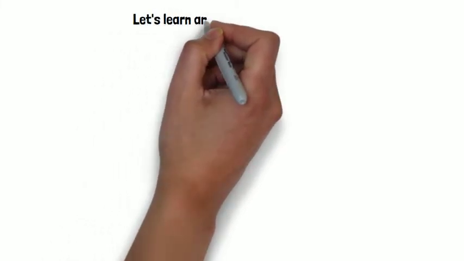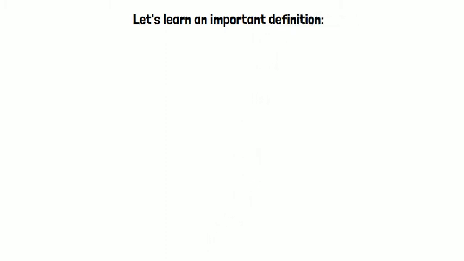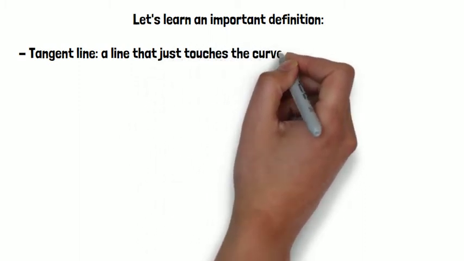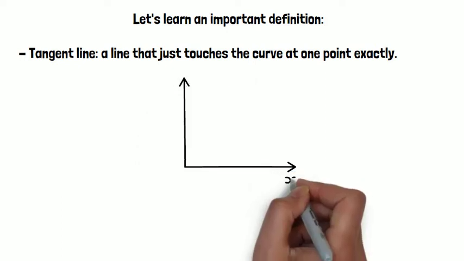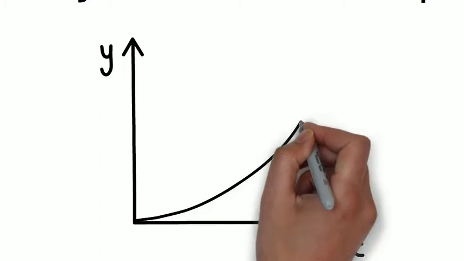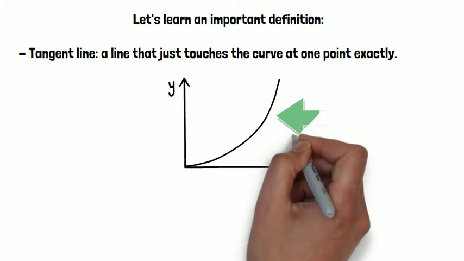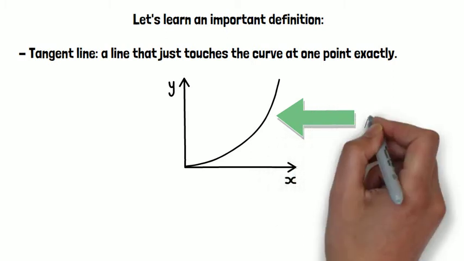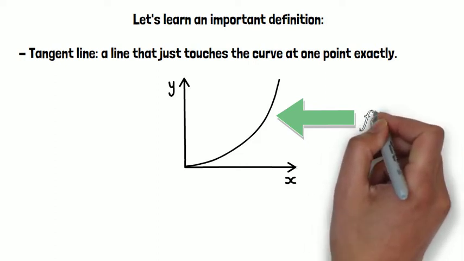So, let's learn an important definition that will help us lead into derivatives. It's called the tangent line. A tangent line just touches a curve at one point exactly. So here's a brief little description with a graph. You see we have a parabola in the first quadrant, which is the graph of y equals x squared. Or you can write it as f of x equals x squared.